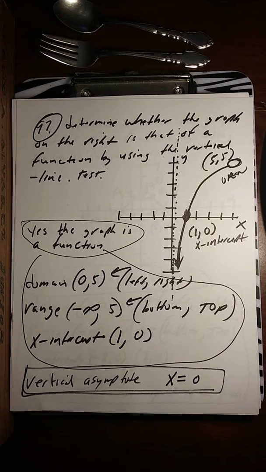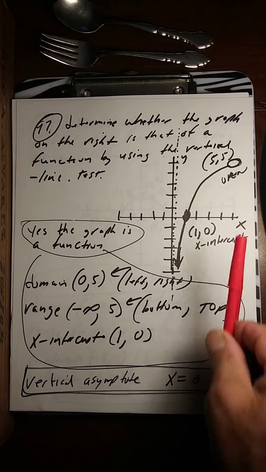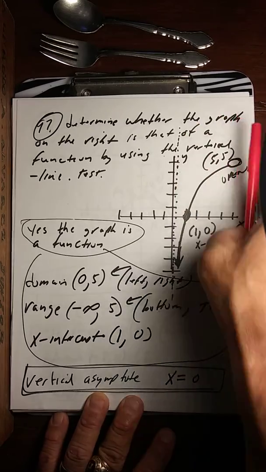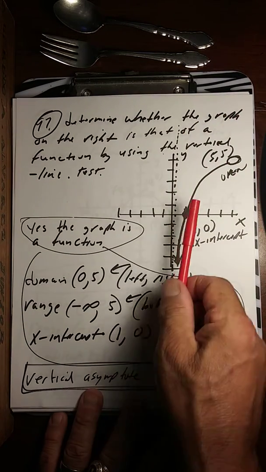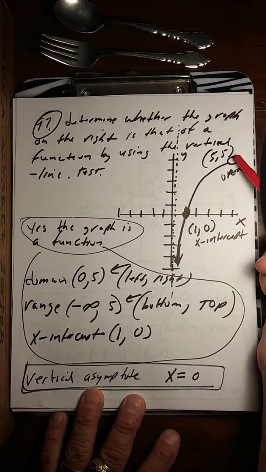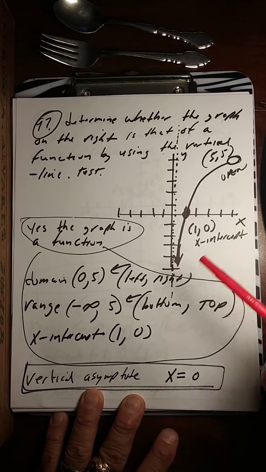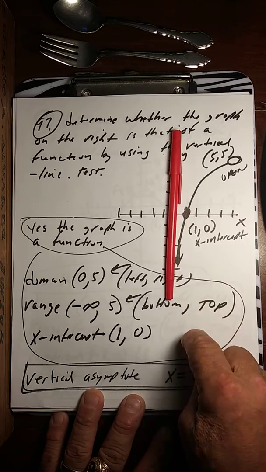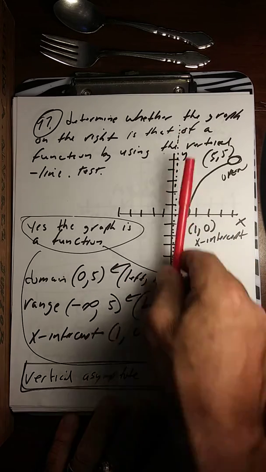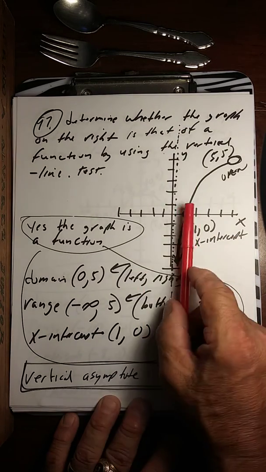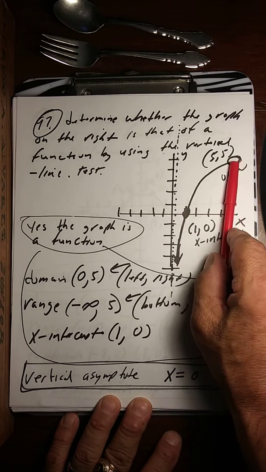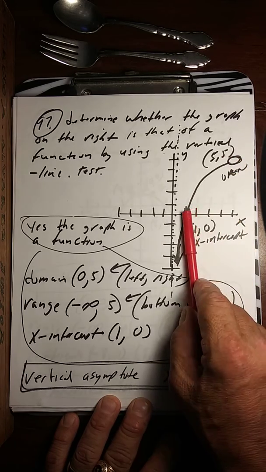Okay, determine whether the graph on the right is that of a function. So if you go vertical lines like this, you're going to hit this graph one time. So yes, it's a function. Second thing is you can see that it's going to go this way, it's going to have a vertical asymptote right here. It's going to keep going. So vertical asymptote of x equals 0. Also, you have the 5 and 5 is the point right there. It's open. This is open, and there's an intercept right there.